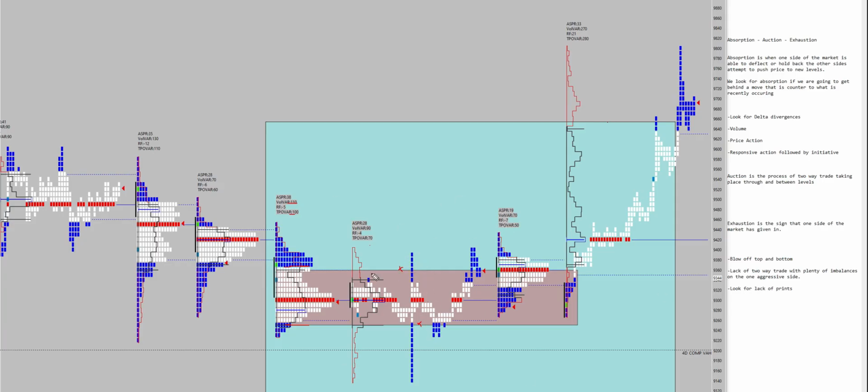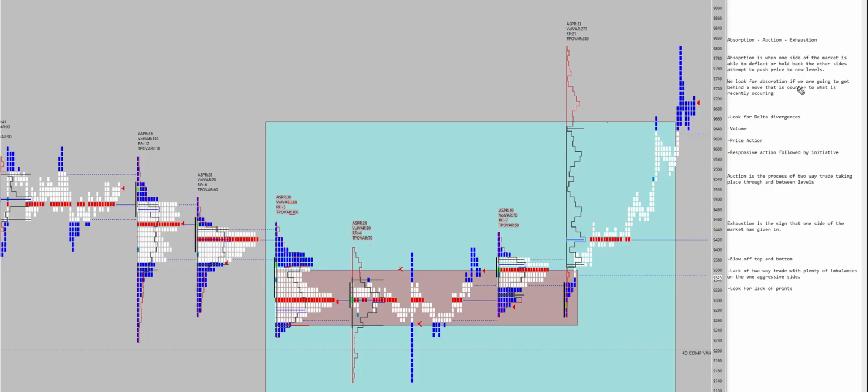Now, everything we talk about right here is going to apply if we're trading a multi-day composite, or a multi-week composite. What we're looking for with absorption is that one side, again, is able to hold back the continued effort by the other side. So when we're looking for absorption, we're not looking for absorption at the high if we're looking to get into a long. That might be one of the reasons why we don't get in a long. We're not looking at absorption at the low if we're looking to get into a short.